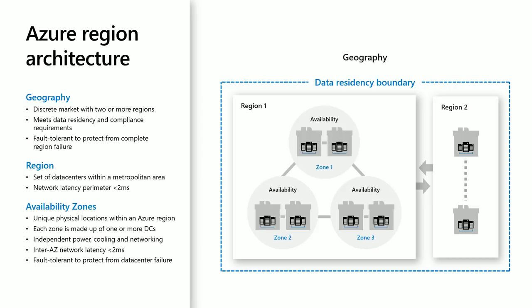Hurricane, earthquake, for example, and so we've got second regions that can serve as DR sites, so you can fail over from one to the other, that are typically hundreds of miles away. Within a region, we are defining what are called availability zones.